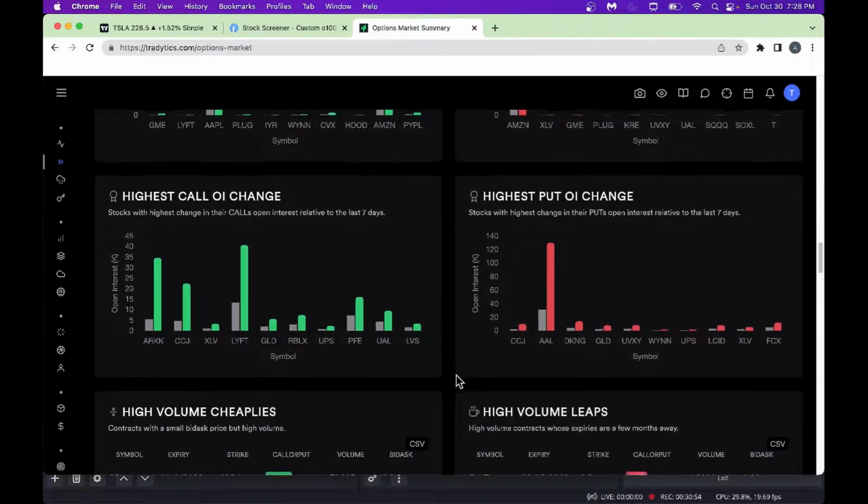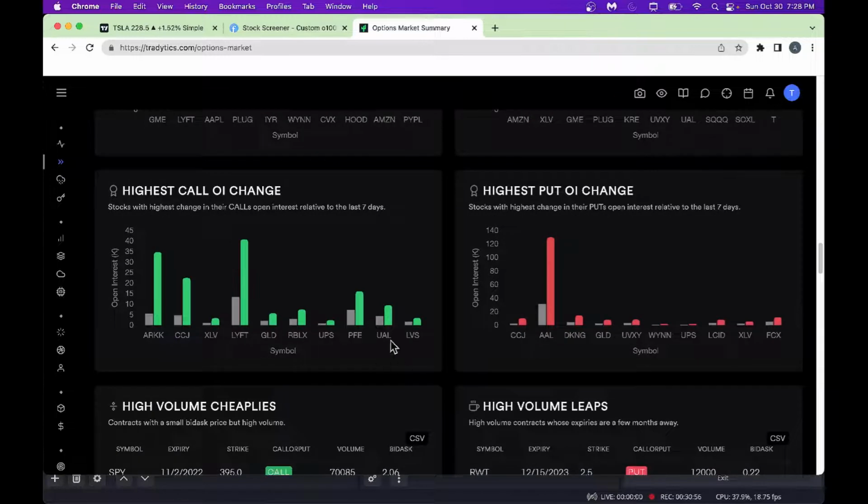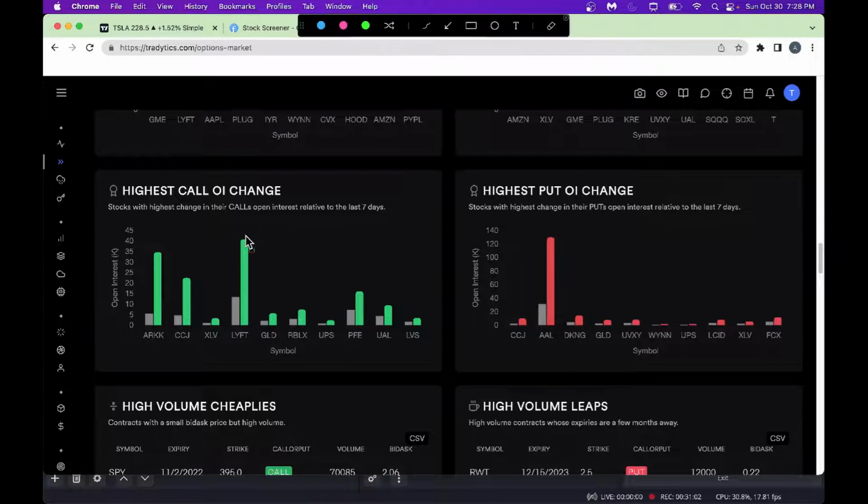All right, then you got your open interest change on the call side and put side. Look, there is a nice open interest change in Lyft here. That's a good sign. ARKK, Cathie Wood is back here. CCJ, uranium is back. Nice open interest change here.